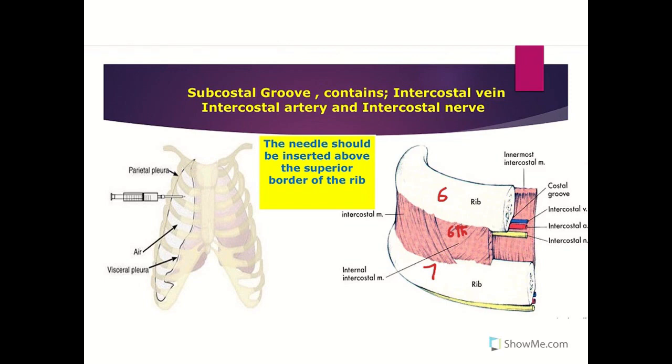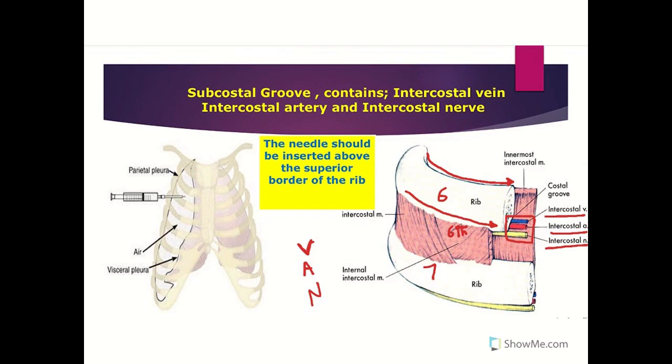Okay, so as you can see, this is the superior border of rib number 6, and this is the inferior border of rib number 6. Near the inferior border of rib number 6, we have very important structures. They are called, from superior to inferior: intercostal vein, intercostal artery, and intercostal nerve. They are arranged like that in all subcostal grooves.